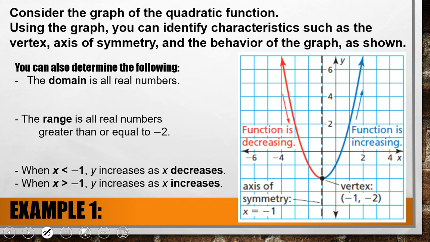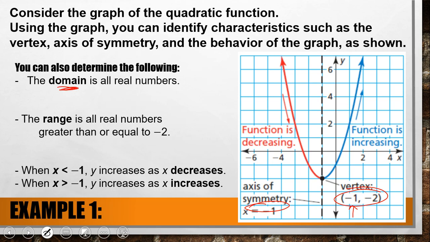Considering the graph of the quadratic function, using the graph, you can identify the characteristics such as the vertex, the axis of symmetry, and the behavior as shown. So we can see this graph right here. You'll notice the vertex, our minimum point, is at -1, -2. The axis of symmetry is a line at x equals -1. You'll notice that the axis of symmetry's equation of the line is the same x value as the vertex here.